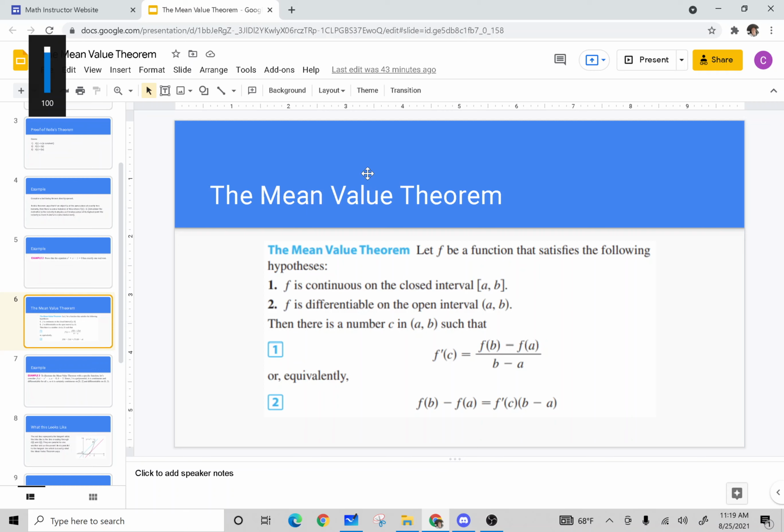And now the moment you've all been waiting for, we have the mean value theorem. Let f be a function that satisfies the following hypotheses, the same as before. f is continuous over the closed interval [a, b], and f is differentiable on the open interval (a, b). Then there is a c such that f prime of c is equal to the slope of the points that you've chosen. And obviously for the second part, they just multiplied b minus a to both sides, and you have the point slope formula. Okay, so what does this look like?